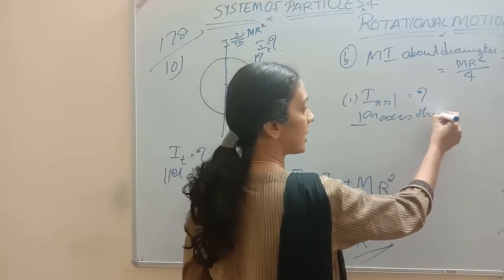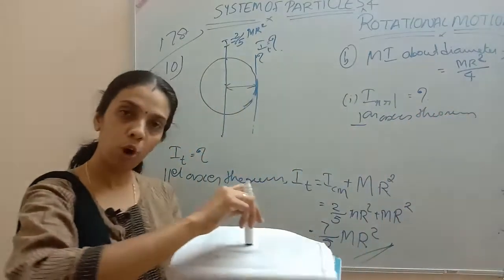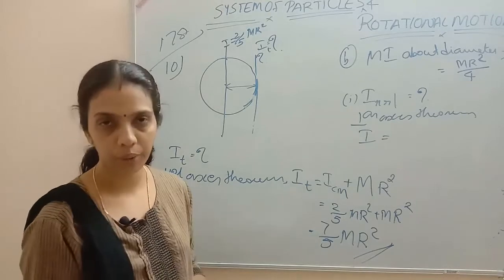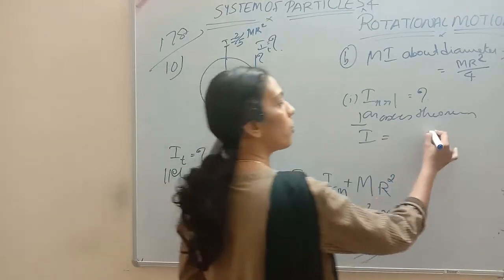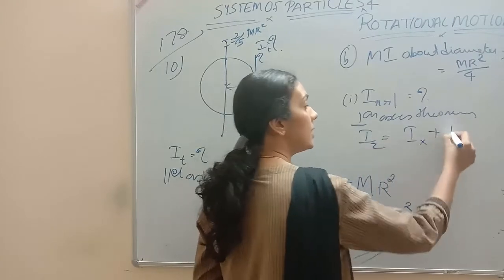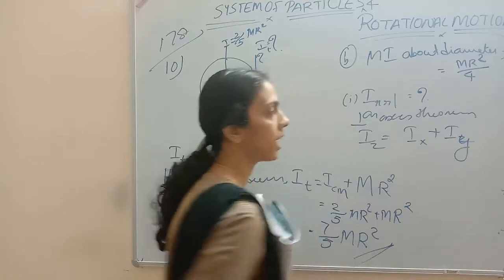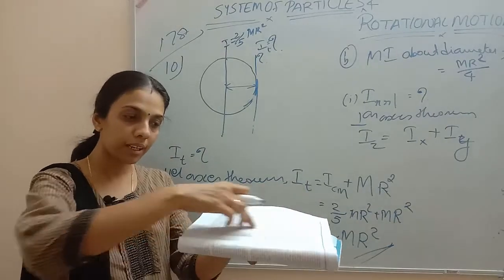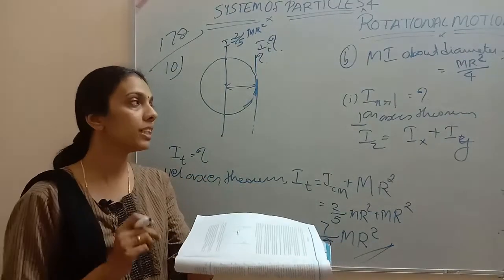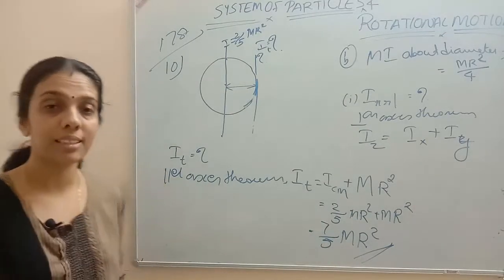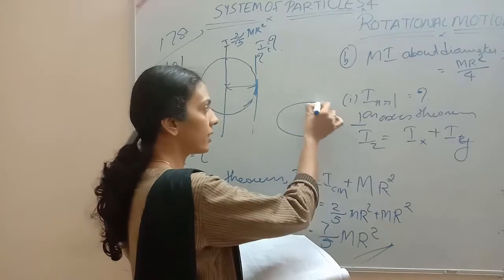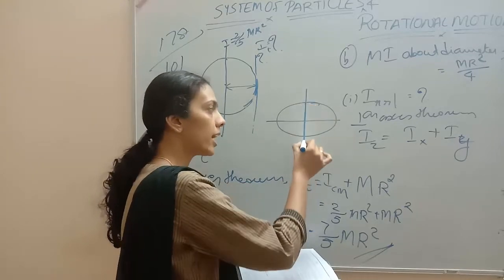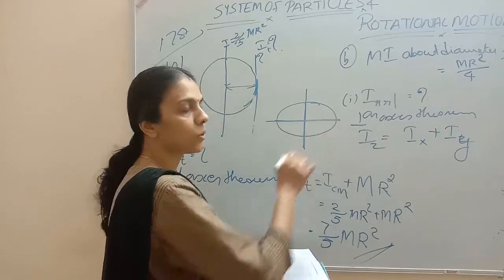The perpendicular axis theorem states that the moment of inertia about the normal is, for a plane lamina, the sum of the moments of inertia about two perpendicular axes in the plane, Ix plus Iy. So if I am considering a circular disk in this manner, with two perpendicular axes, what will be these two axes? That will be through the diameter, isn't it? In this planar lamina, this is a diameter and this is also a diameter.